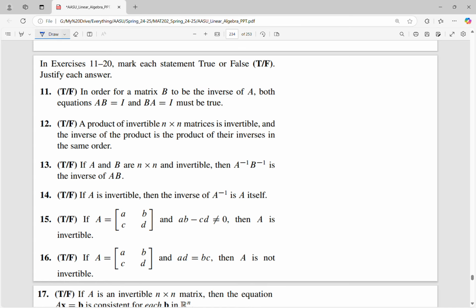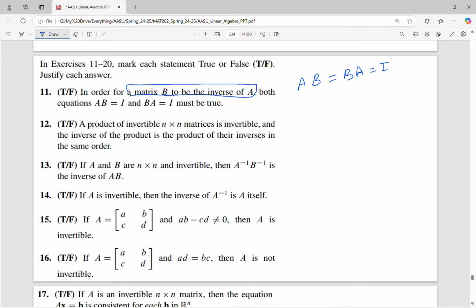In order for a matrix B to be the inverse of A, both equations must be true. So AB has to be equal to BA, and it has to be equal to the identity. So the question says, for a matrix B to be the inverse of A, both equations have to be true. Yes, and this is the definition.